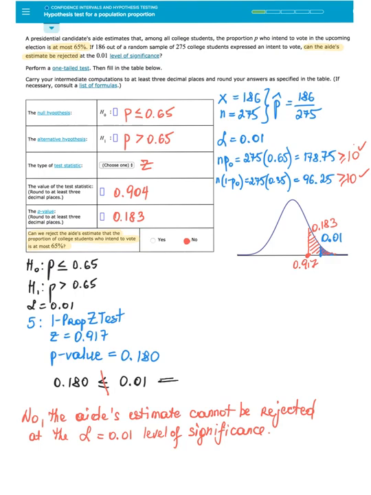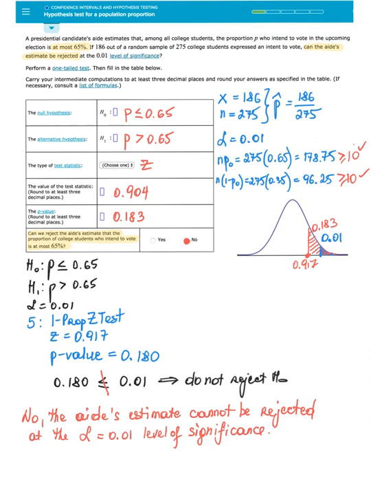I'm going to say do not reject H sub 0. So we're going to say, no, the aide's estimate cannot be rejected at the alpha equals 0.01 level of significance. We still hold it to be true based on this evidence.